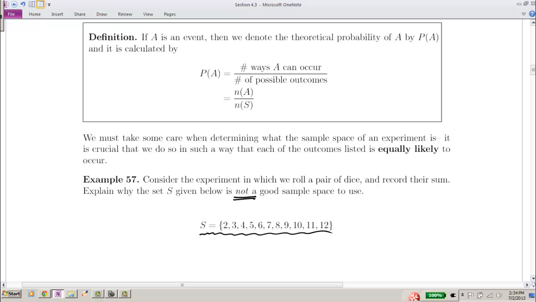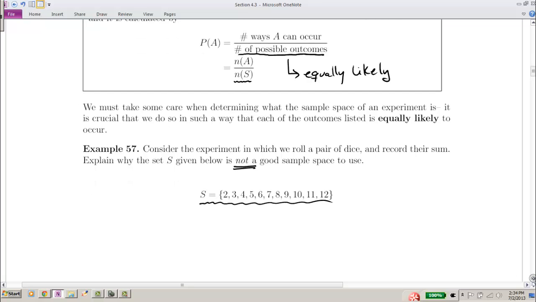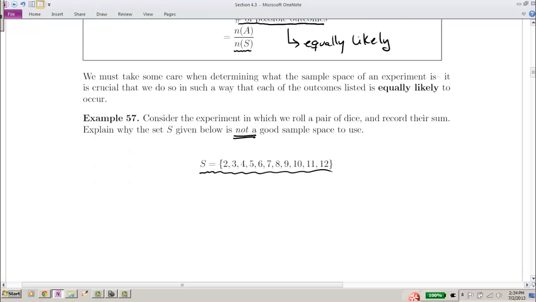Well, it all comes from the fact that when we compute a theoretical probability, we're always dividing by n of S, the size of our sample space, the number of possible outcomes, where these are all equally likely. The reason this sample space isn't a good one to use, first of all, is that the size of our sample space would be 11, I guess, 2 through 12. The reason we don't want to use this is because these outcomes are not equally likely.